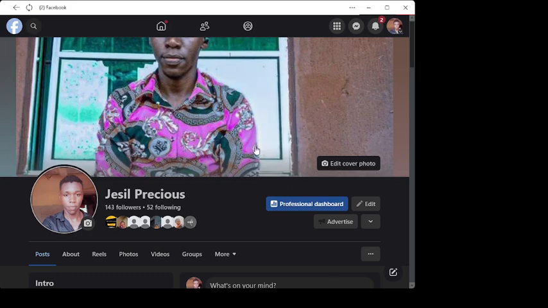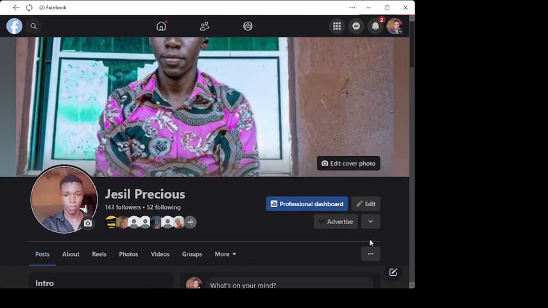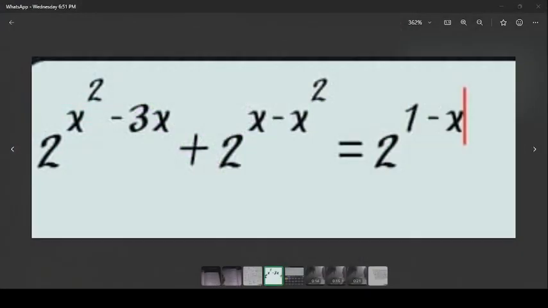It's been a while, and I came today because there had been this little problem that one of my students, or a friend, gave me to solve, and here it is.